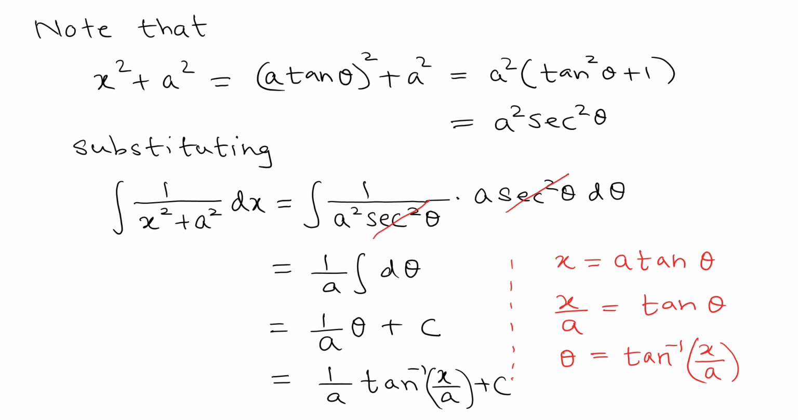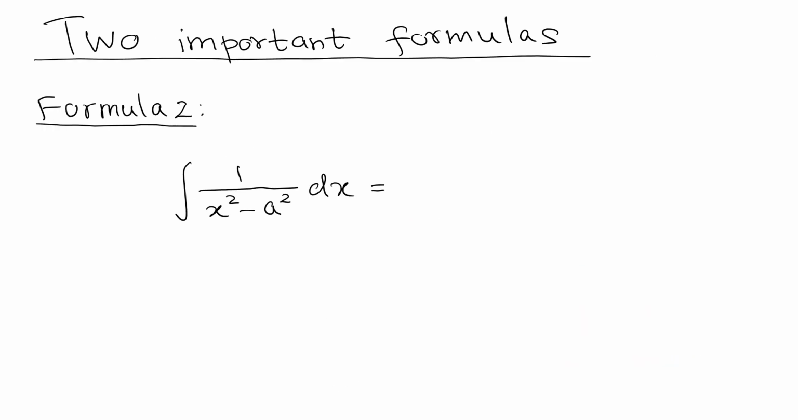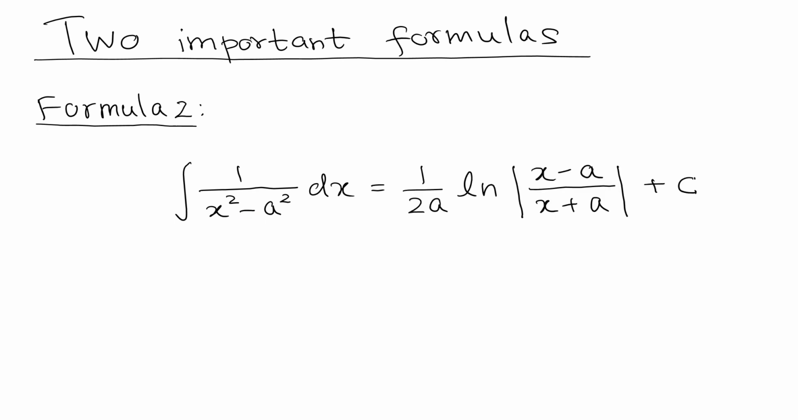Now let's look at the second one. The second formula is the integral of 1 over x squared minus a squared dx, and here you have a negative sign. So it's not the same answer as last time; you get a completely different one. What you really get is 1 over 2a, that's a 2 here, ln absolute value of x minus a divided by x plus a.